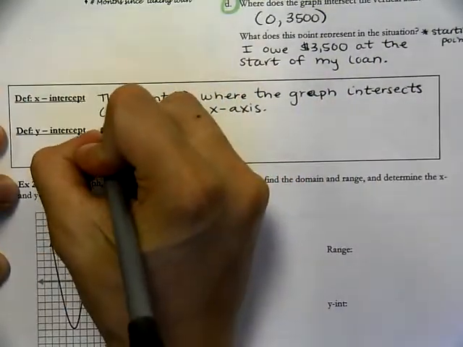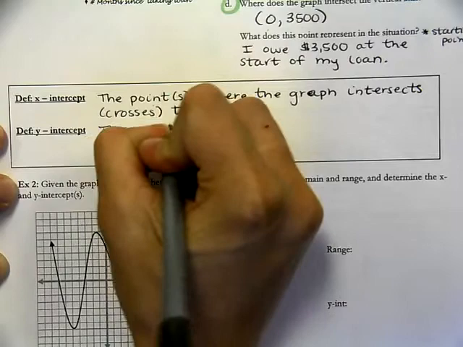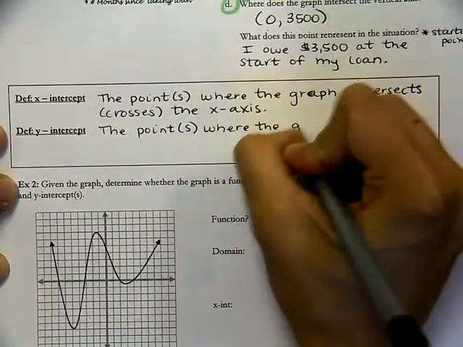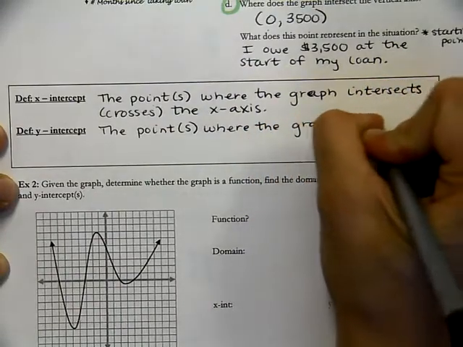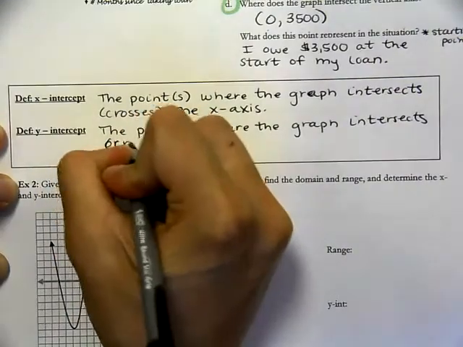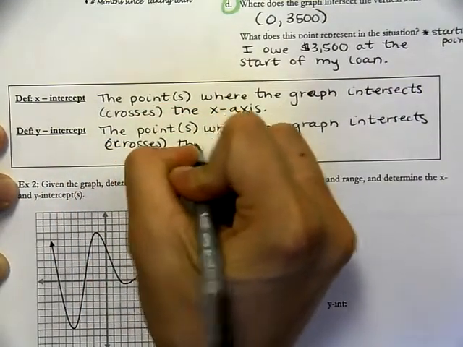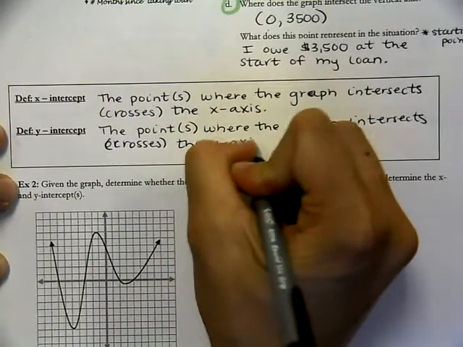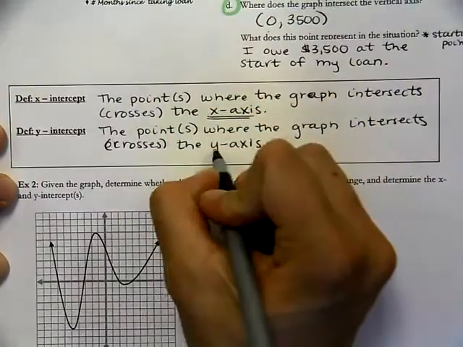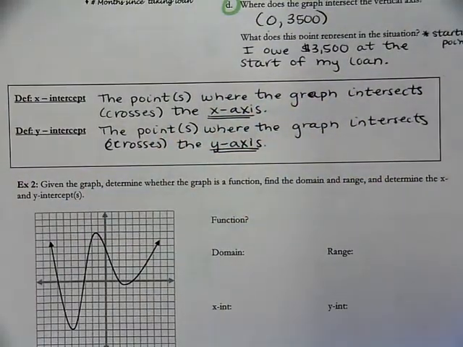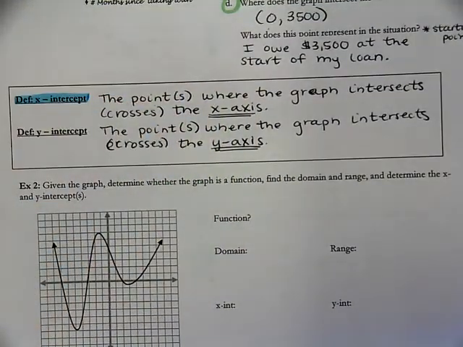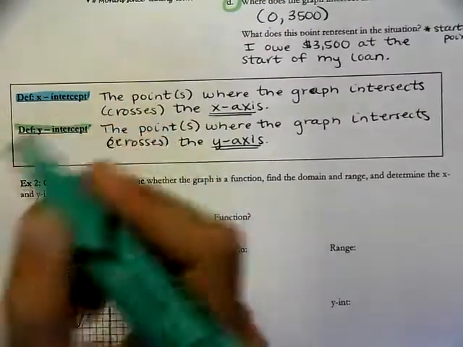And the y-intercept is going to be the point, or in some cases points, where the graph intersects, meaning crosses, the y-axis. The definition of these two is very similar. The only difference is crossing the x-axis versus the y-axis. And I'm going to use green and blue to highlight these so I keep track of x-intercepts versus y-intercepts. I'll be consistent throughout these notes.